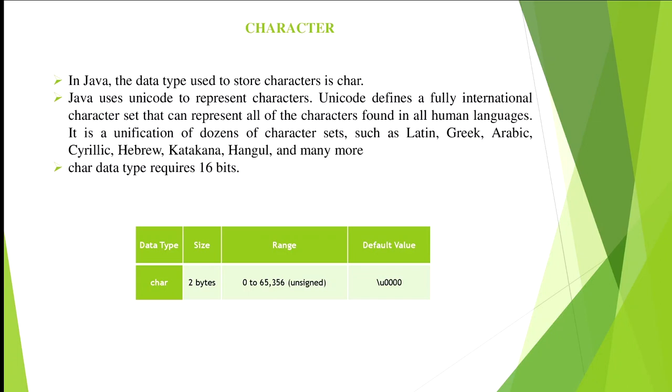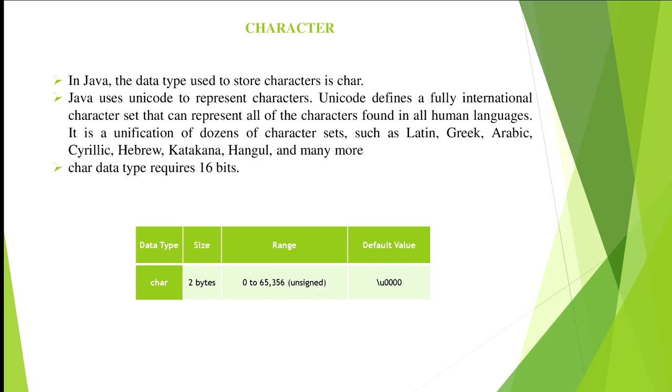If you want to store a character in Java, then you must use the char data type. Java uses Unicode to represent characters. What do you mean by Unicode? The Unicode defines a fully international character set that can represent all of the characters found in all human languages. It is a unification of dozens of character sets such as Latin, Greek, Arabic, Hebrew, Hangul and many more.